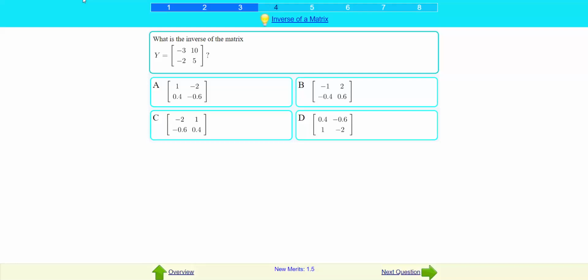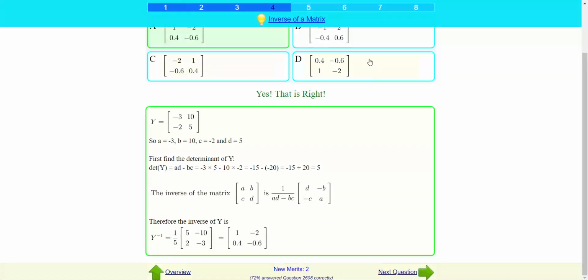So let's try to solve this directly. So 1 over 5 multiplied by the matrix we have. So 1 over 5 multiplied by 5 is 1, and then it's a negative 2, and then 2 out of 5, and then minus 3 out of 5. Now I guess 2 out of 5, 3 out of 5, it's an A, totally.